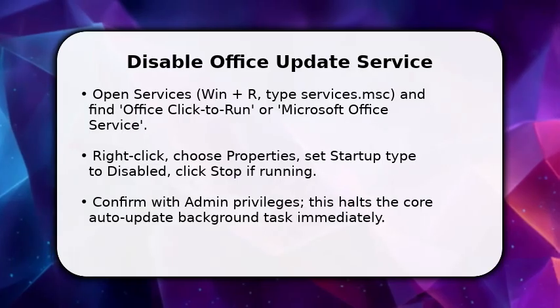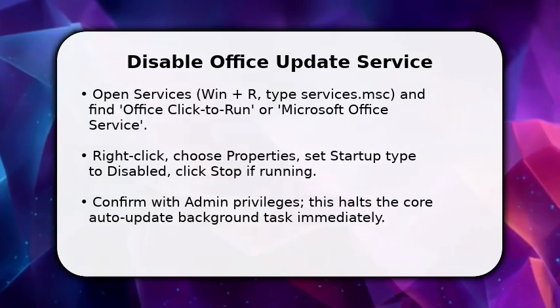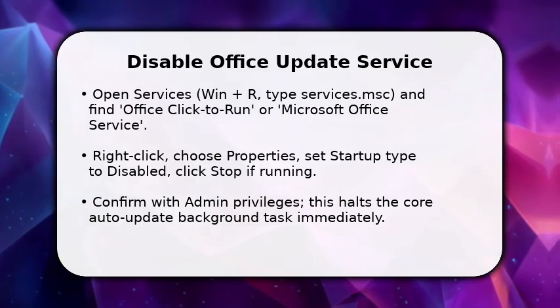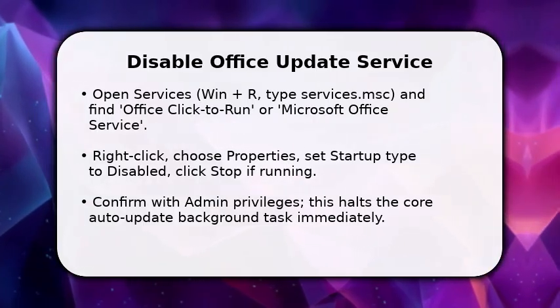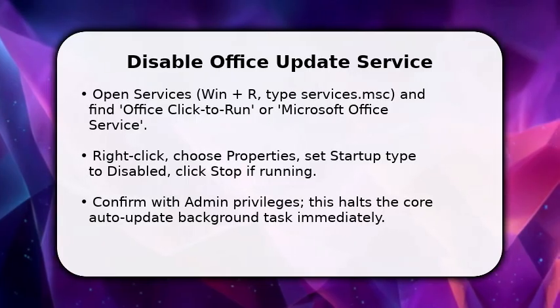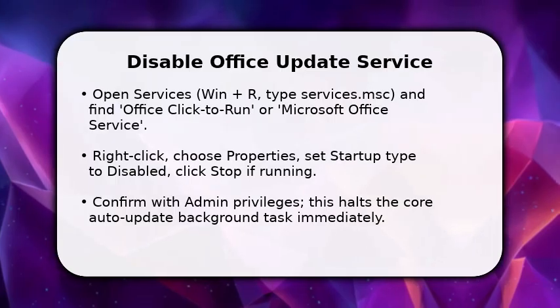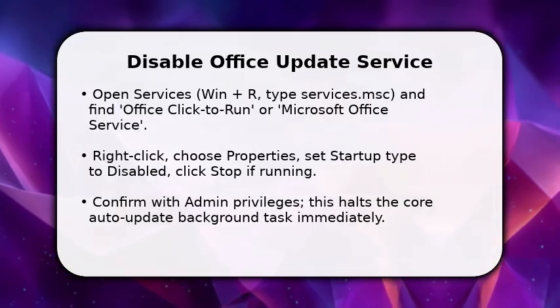You'll start by stopping the service that triggers Office updates. Open Services with Win+R, type services.msc, then locate Office Click to Run or Microsoft Office service. Once found, right-click and choose Properties, set Startup Type to Disabled and click Stop to kill the running process.